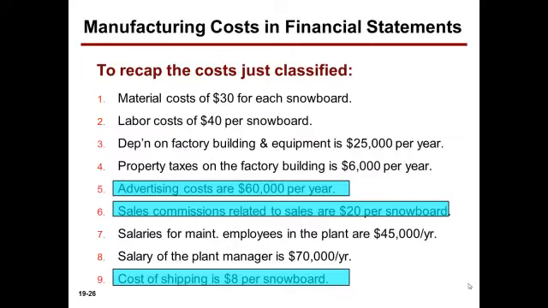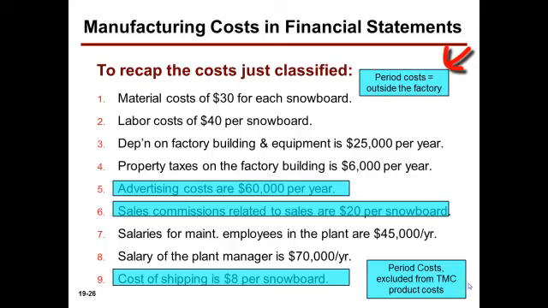To recap the costs just classified, we were not concerned with 5, 6, and 9. Those are all period costs excluded from total manufacturing costs, excluded from the product costs of the current period. Why? Because period costs are incurred outside the factory.